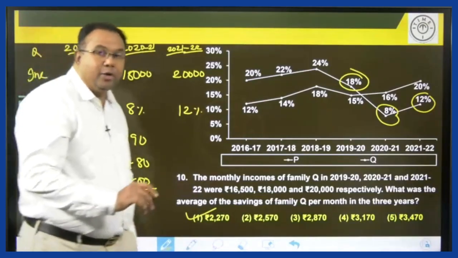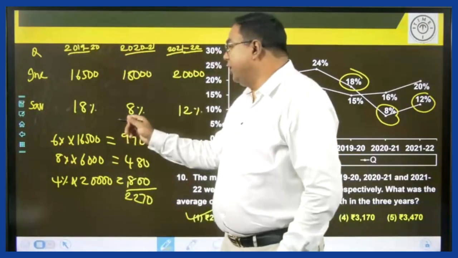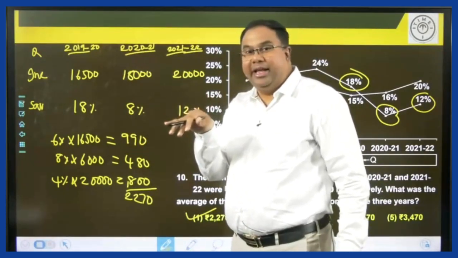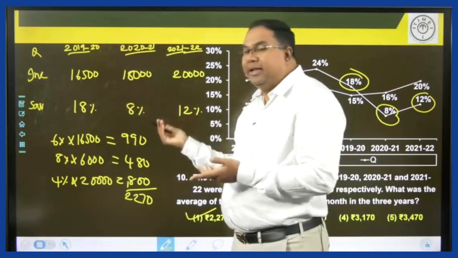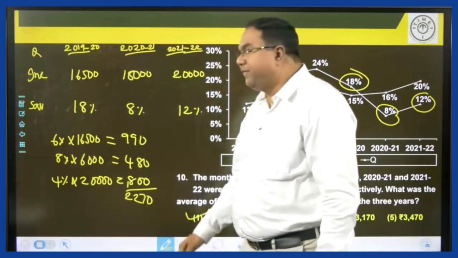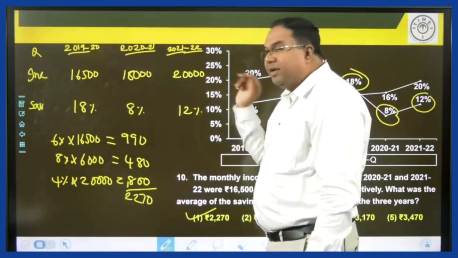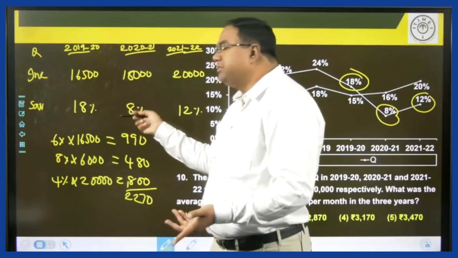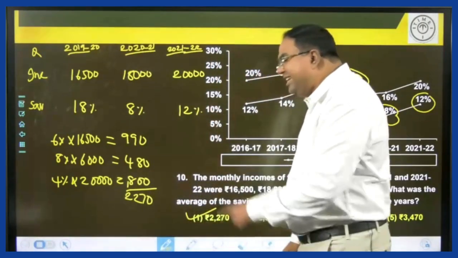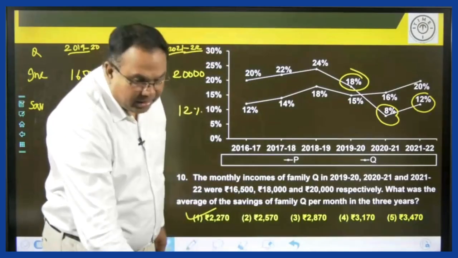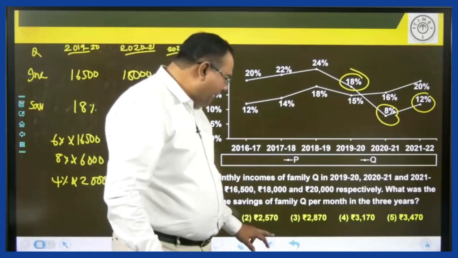You got my idea now? Instead of finding out 18% of this, 8% of this, 12% of this, adding, and dividing by 3, I am separating the division by 3 into each term. So, it is 6% of 16,500, then 4% of 20,000, and 8% of 6,000. This is the easy method to find it out. It has to be 2270.